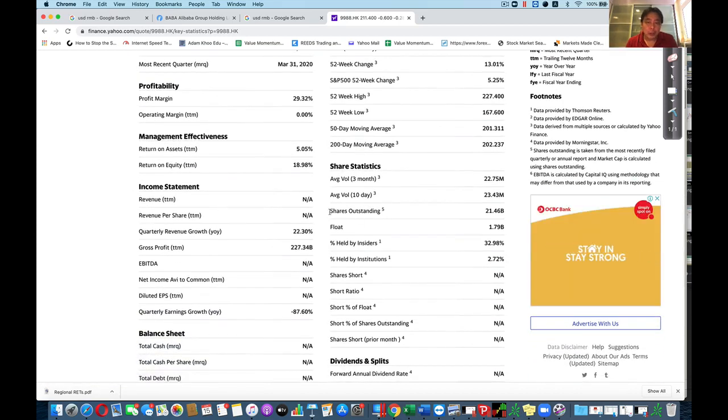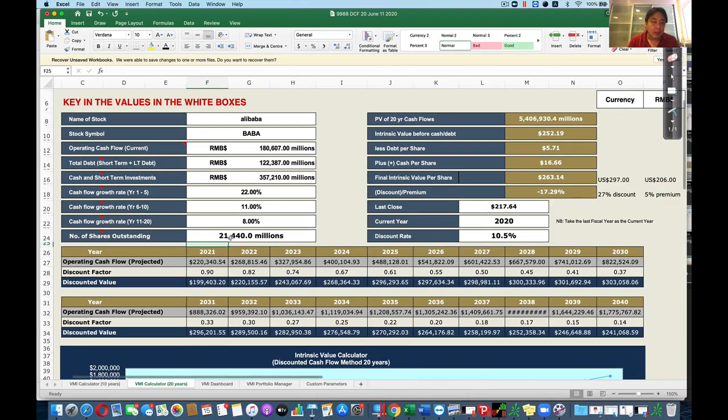And there we go. So shares outstanding, number of shares, 21.46 billion, which is 21,460 million. So it's pretty close, right? The only difference is a 6. So it's 460. Let's change that to be precise. There we go.